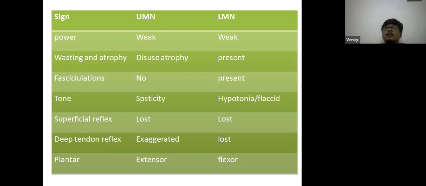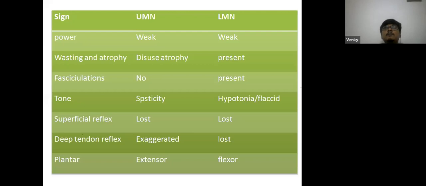Whereas in lower motor neuron lesion, definitely there will be muscle wasting and fasciculation. What is fasciculation? Fasciculation is the twitching of the muscles. It is usually seen in the lower motor neuron lesion, especially with radical involvement and anterior horn cells. Regarding tone, in upper motor neuron lesion the tone will be hypertonia, either spasticity or rigidity, whereas in lower motor neuron lesion there will be flaccidity, hypotonia.